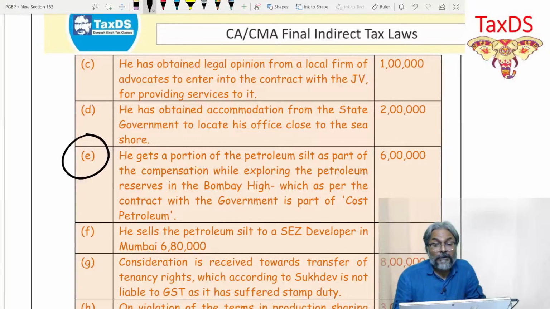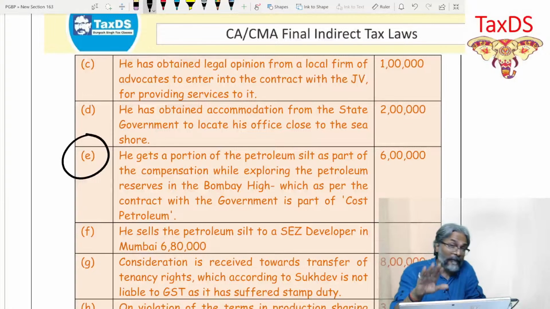He sells the petroleum oil to a SEZ developer. So students, be careful. He sells the petroleum oil to a SEZ developer in Mumbai. Now, this is a third party supply. This is very much a supply. But if he is selling that petroleum oil to a SEZ developer, then any supply which is given to the SEZ developer is a zero rated supply. And if it is a zero rated supply, therefore there will not be any GST charged in this kind of outward supply. That is what this particular point number F is all about. So therefore no GST will be charged in this regard.